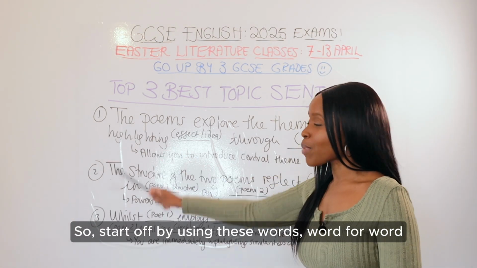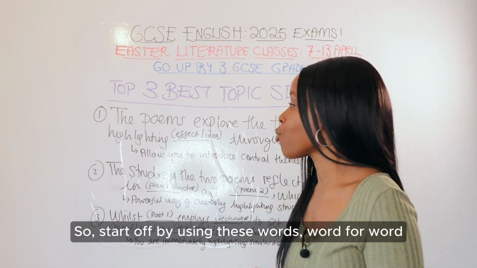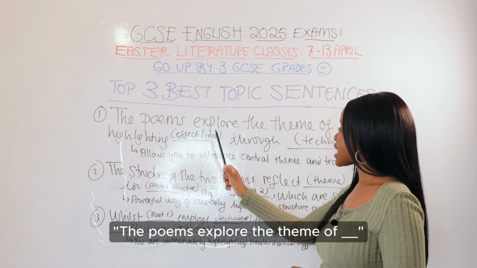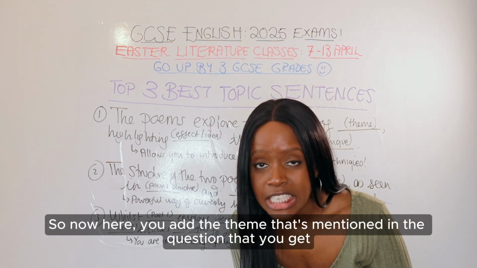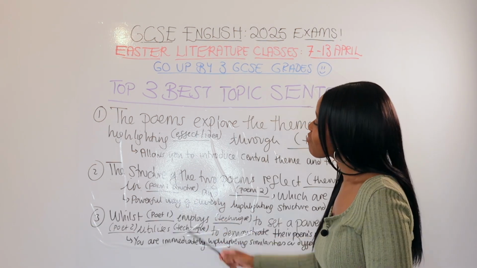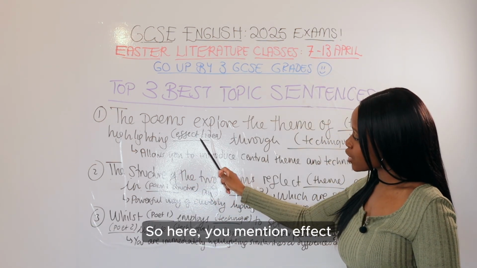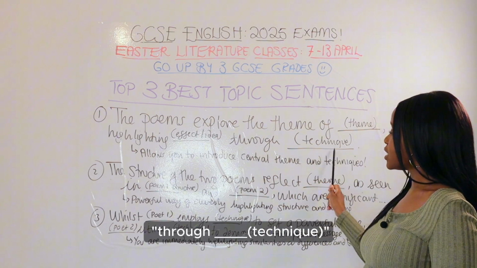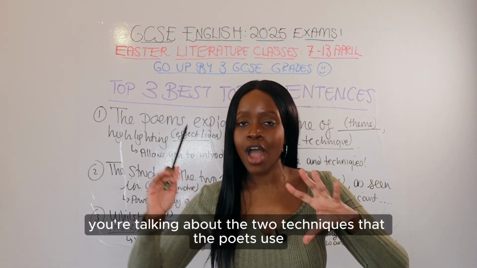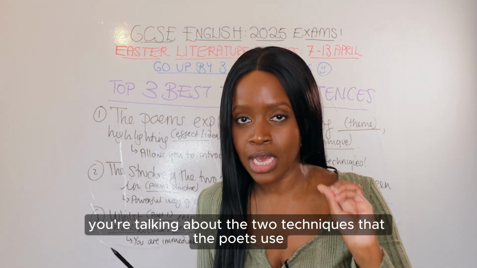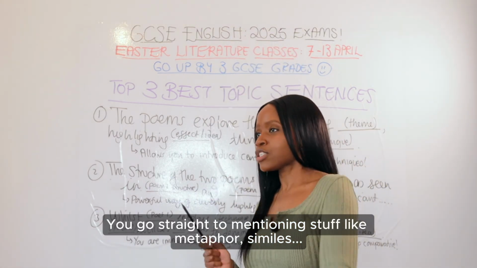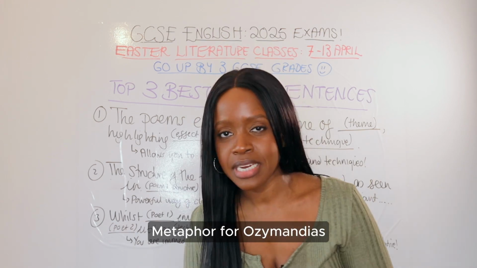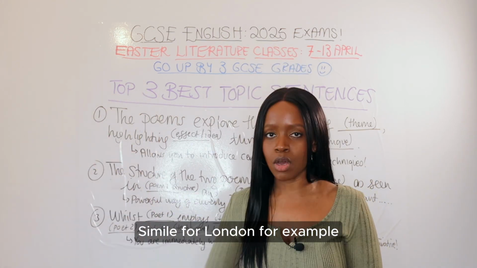So start off by using these words word for word. The poems explore the theme of dash. Here you add the theme that's mentioned in the question that you get. Highlighting dash. Here you mention an effect, through dash technique. Here you're talking about the 2 techniques that the poets use within the poems. You go straight to mentioning metaphors, similes, metaphor for Ozymandias, simile for London, for example.